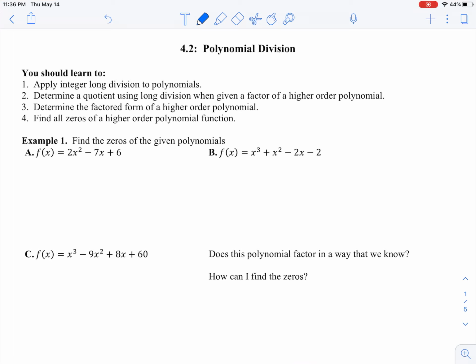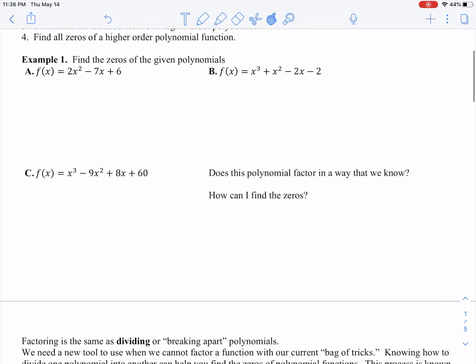Today we're going to learn about polynomial division, and we have three goals. The first goal is to apply integer long division to polynomials. The second goal is to determine a quotient using long division when we're given a factor for a higher order polynomial. Our third goal is to determine the factor form of a higher ordered polynomial. And our last goal is to find all the zeros of a higher order polynomial function.